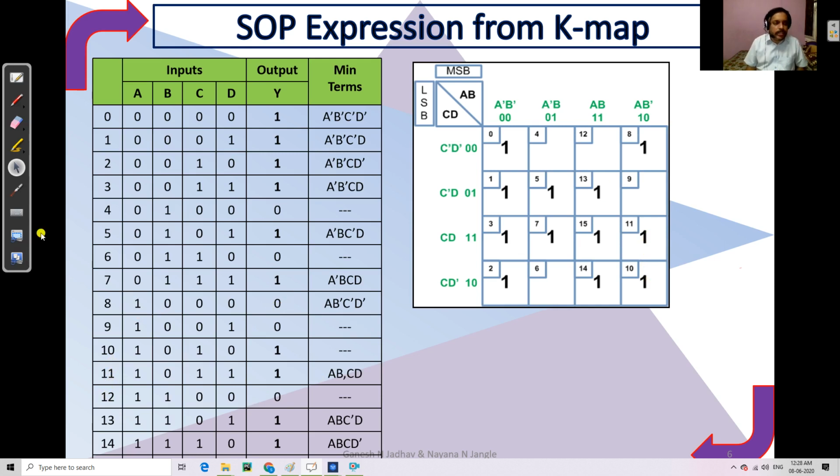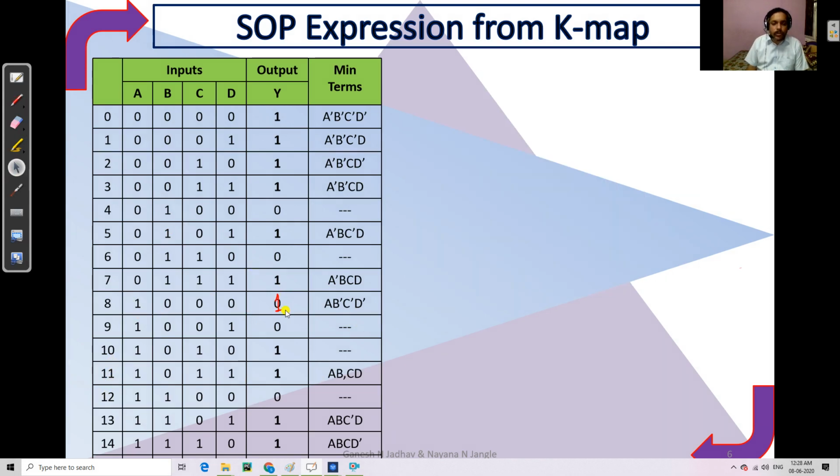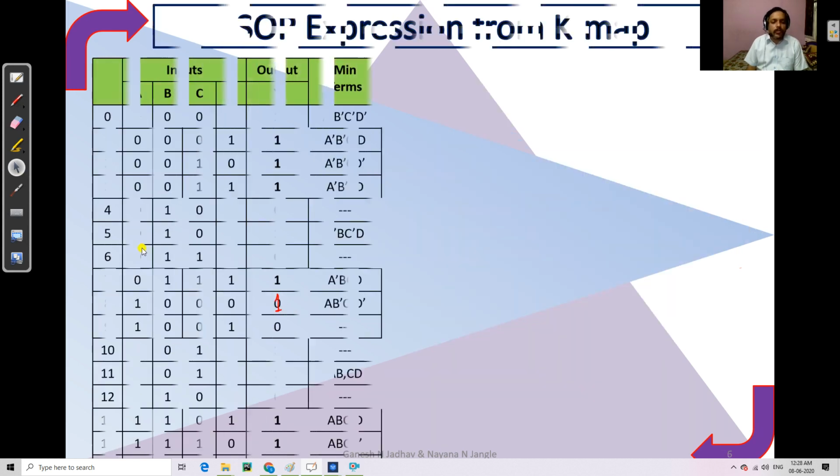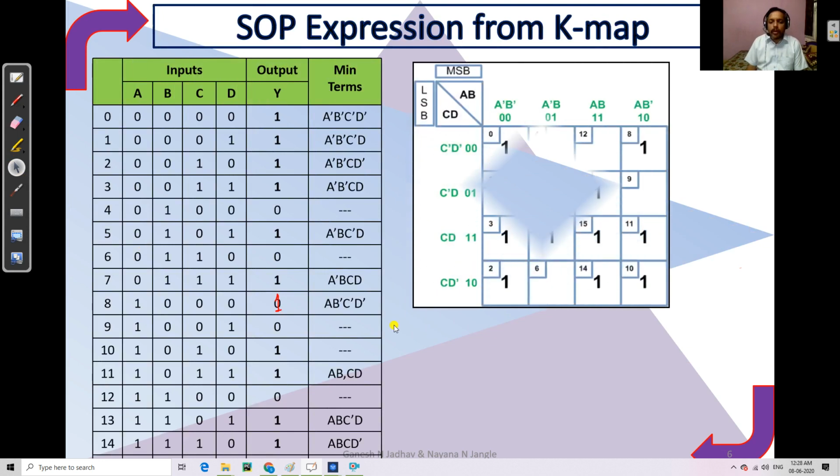So I have made a mistake here. Sorry, for 8 the output is 1. So the output is 1 over here. I think in the previous slide also this must be 1, so the output here must be expected as 1. So for 8 the output is 1 again. So I have written all the values.